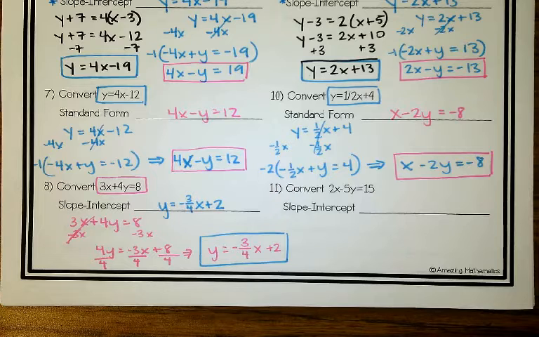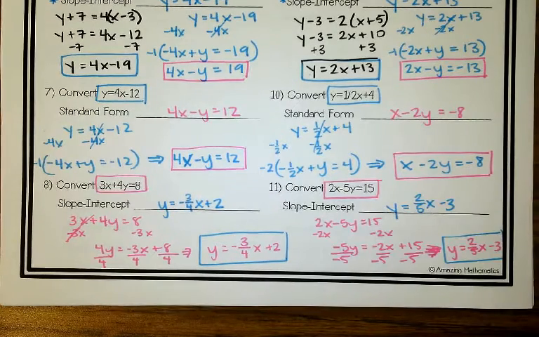Alright, does anyone want to share the answer they got on number 11 whenever you guys get there? Yes, Miss Abby, what'd you get? Good catch there. Okay, y equals 2/5 x minus 3. Good job with dividing by that negative.